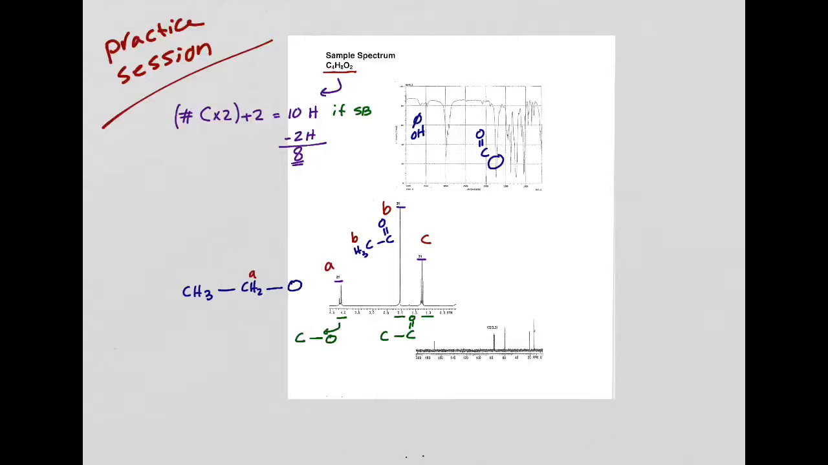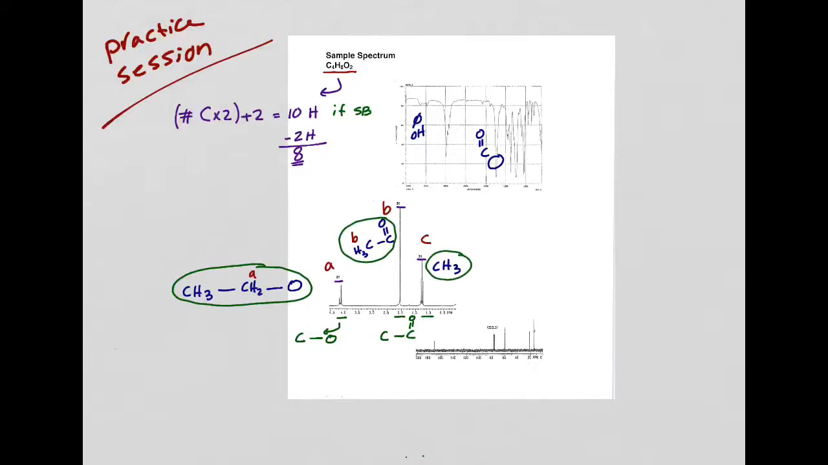Now, for C, I know it's some sort of carbon with hydrogen, right? And it's probably a CH3 because I have an integration of 3. Okay. So I've got these pieces, and pieces really, really help you to figure things out. So what are the pieces I have? I have a piece here, a piece over here, and a piece over here.